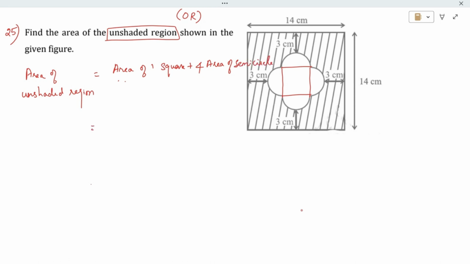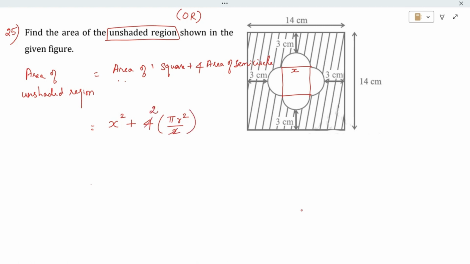But do I know the side of the smaller square? No, right? But I know the side of the bigger square. So let me take the diameter of this semicircle as x. Which means the side of the square is going to be x. So the area of one square is x times x, that is x square, and 4 times the area of a semicircle: I know circle is pi r square, and the area of a semicircle will be pi r square by 2.